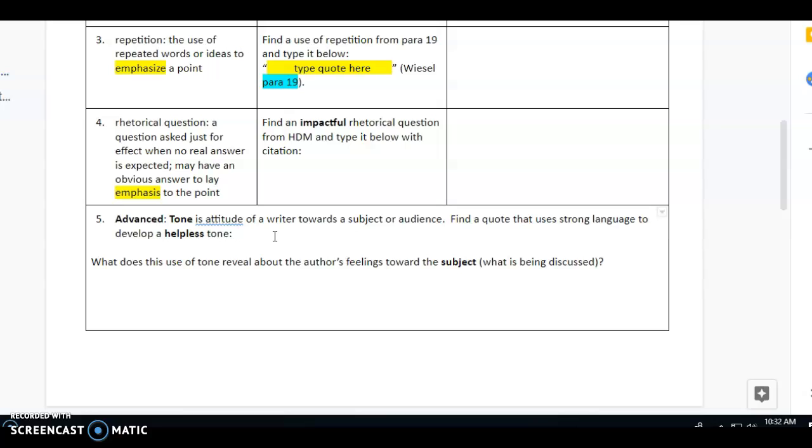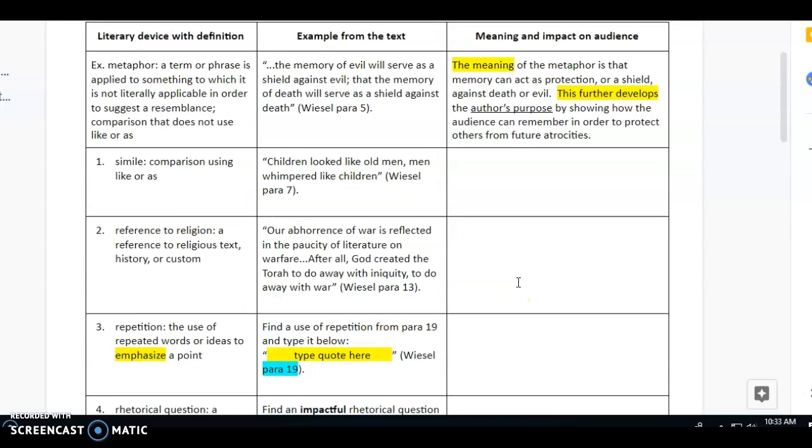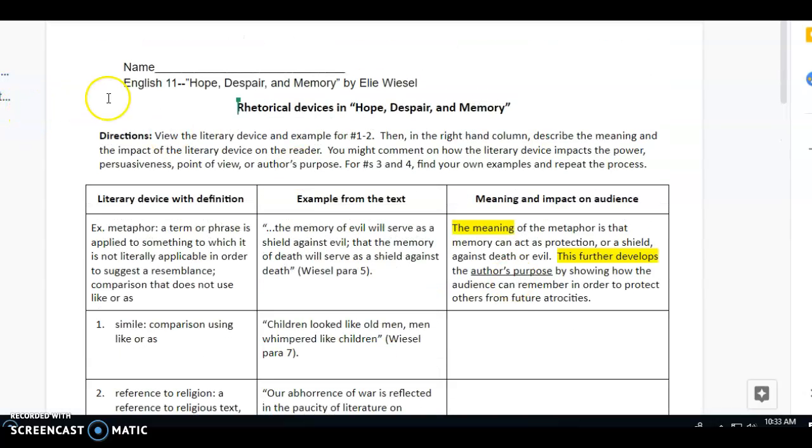So what does the tone reveal about the author's feelings towards the subject? Or what is being discussed? What does it reveal about his feelings towards the Holocaust or finding peace in the future? Okay, after you finish that, please check in with me and if you have any questions.